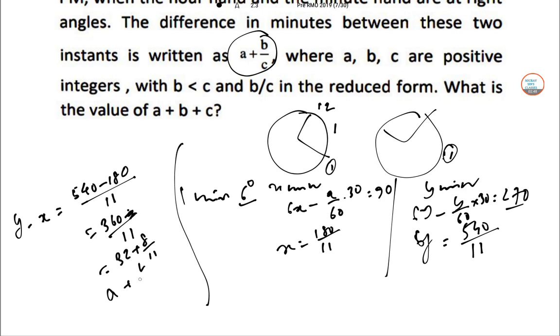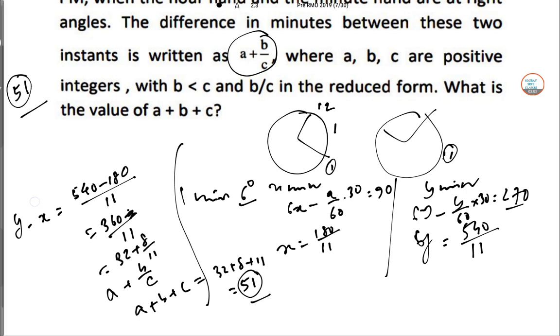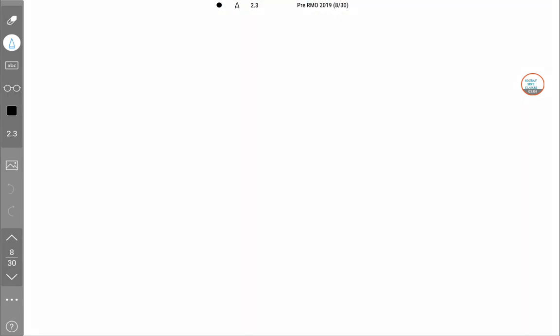So a plus b by c. a plus b plus c is 51. So the answer to question number 7 is 51. Next, question 8.